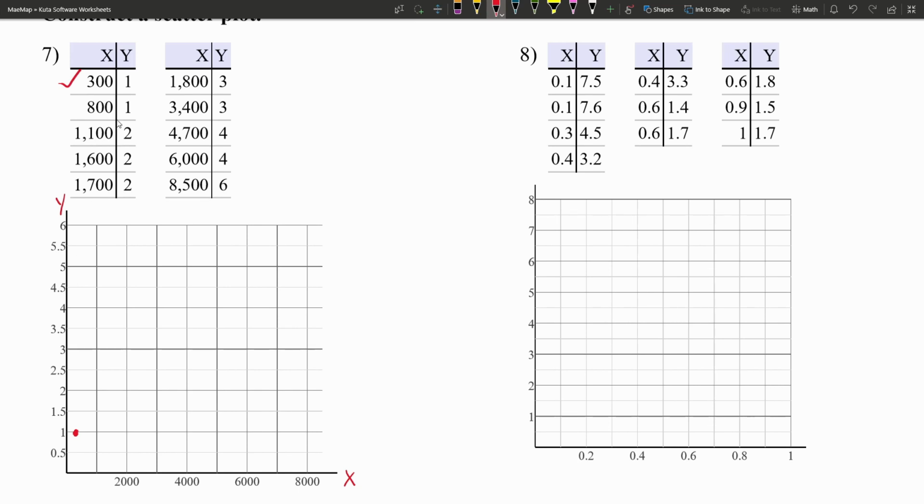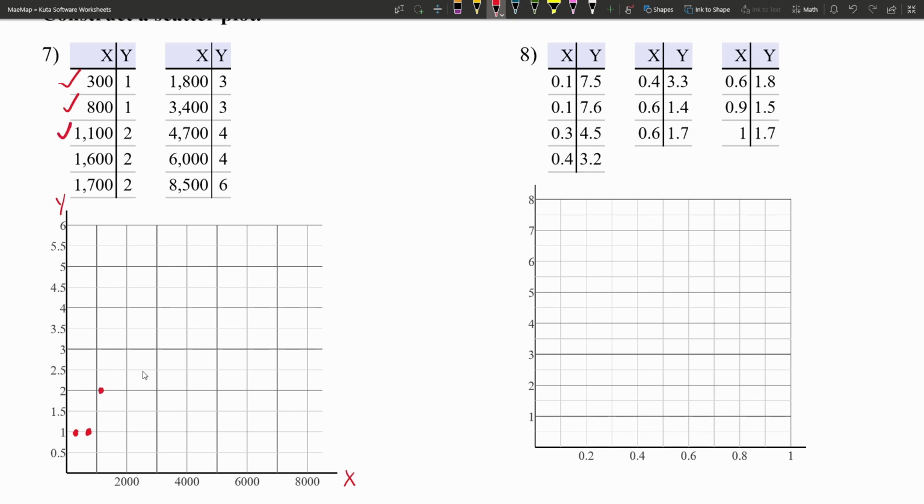Now we're going to do 801. So if I need 800 in the x, which is still less than 1,000, but a little more than halfway, and we have that same y value of 1, that point's going to go approximately here. Let's put a check. Now we're at 1,102. So 1,000 again is this line here. So 1,100 goes a little bit past that line, and we need to plot a value of 2. So 1,102 would be right here.